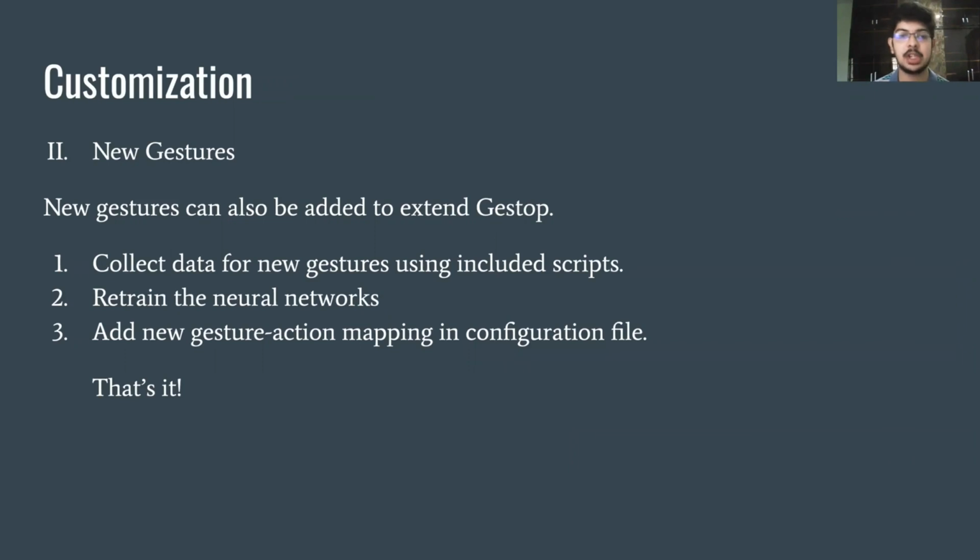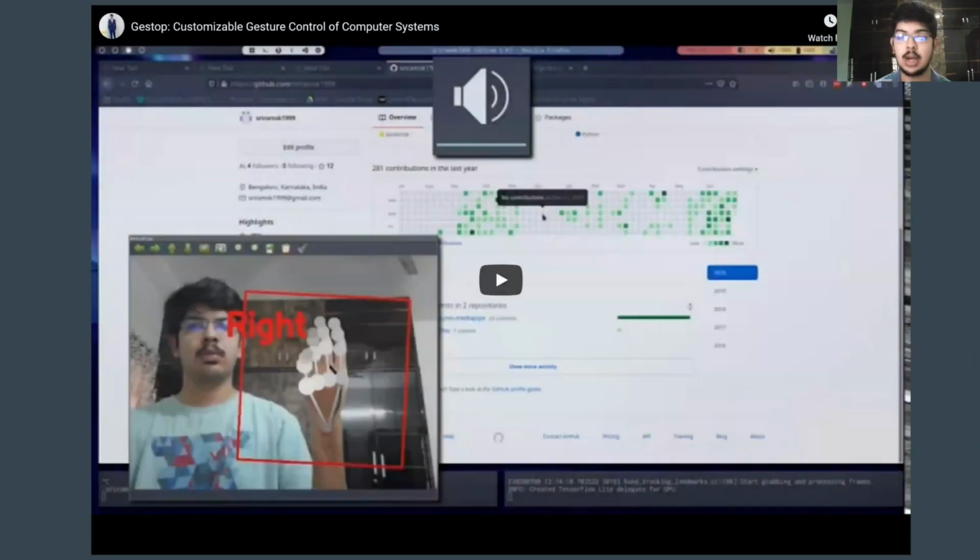The second way in which Gestop is customizable is through new gestures. You can collect data for new gestures using the included scripts. You retrain the neural networks and then add the new mapping in the configuration file. And that's it. Your new gesture is ready to be deployed as part of Gestop. I will now play a demo video and walk through what is happening in the video while it is playing.